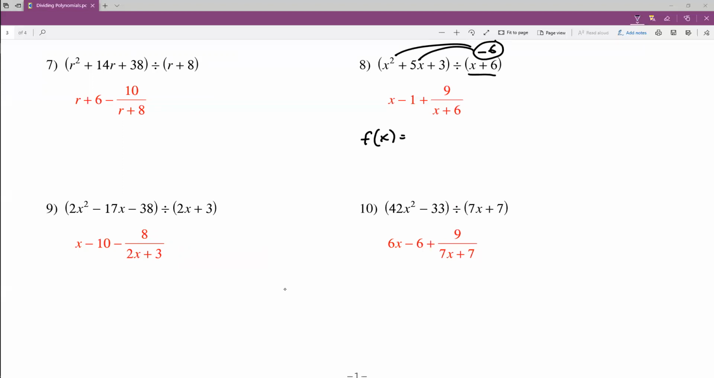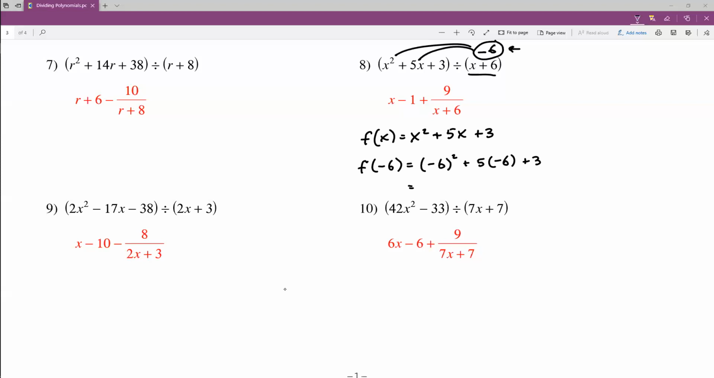f of x equals x squared plus 5x plus 3. Okay, and we're plugging in negative 6. So f of negative 6 equals x squared, so that's negative 6 squared plus 5 times negative 6 plus 3. Okay, negative 6 squared is 36, minus 30 is positive 6, plus 3 is positive 9.